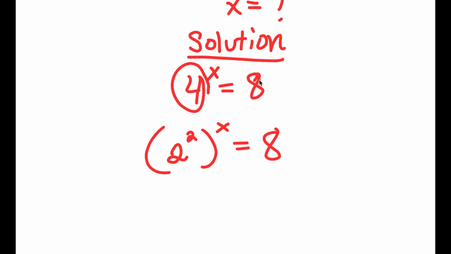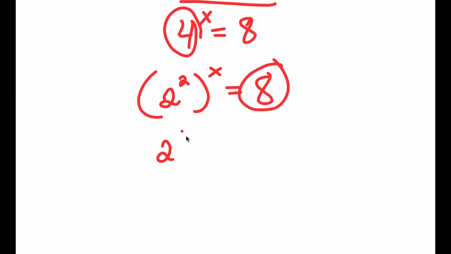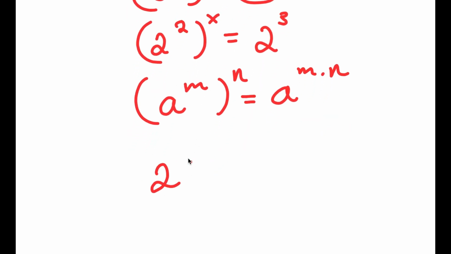And now 8, this is the same thing as 2 to the power of 3. So I'm going to replace 8 with 2 to the power of 3. So I have 2 squared to the power of x is equal to 2 to the power of 3. And if I have something in the form a to the power of m to the power of n, this is equal to a to the power of m times n. So 2 to the power of 2 to the power of x, that's going to equal 2 to the power of 2 times x, which is simply 2 to the power of 2x. And now this is equal to 2 to the power of 3.